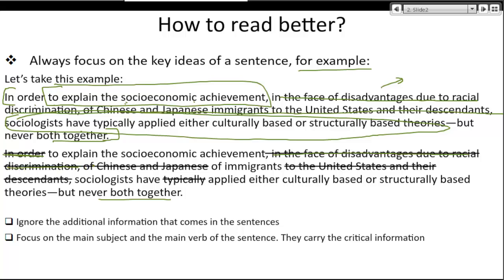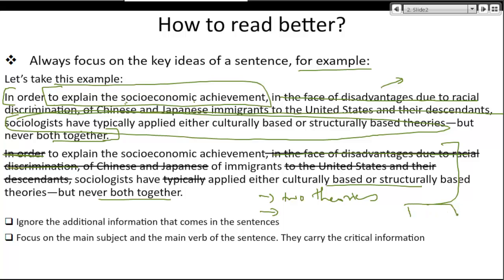So you can simply say, to explain the socio-economic achievement of immigrants, sociologists have applied either culturally based or structurally based theories. That means to study something, there are two theories being applied, but the two were never applied together. So two theories to study something, one theory is X, the other is Y, but the two were never applied together. So when I read something, I try to create a mental map. By mental map, I mean to say that I will not give name to each and everything, but I would just create a flow chart.